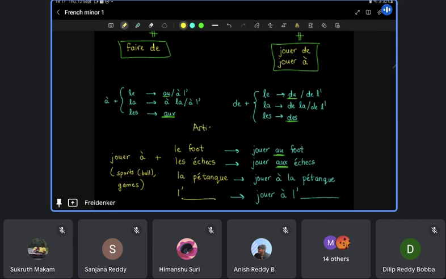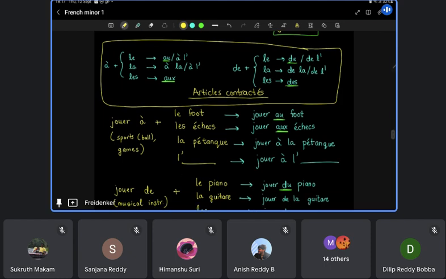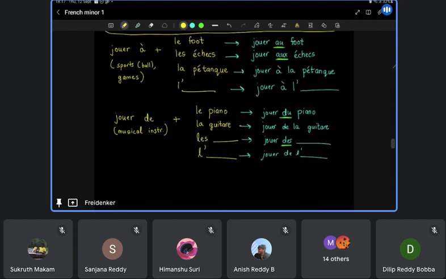They have a name. They're called articles contractés. Basically, contracted articles. That is what they're called. So in the question, you might find this word article contracté. So maybe then you will realize that you're supposed to take care of all of this. You're supposed to know this article contracté.